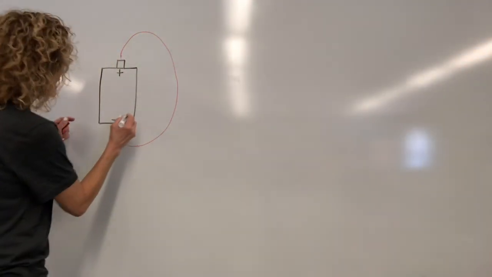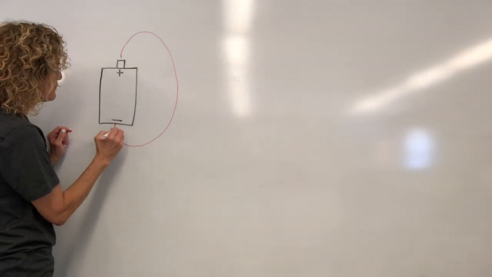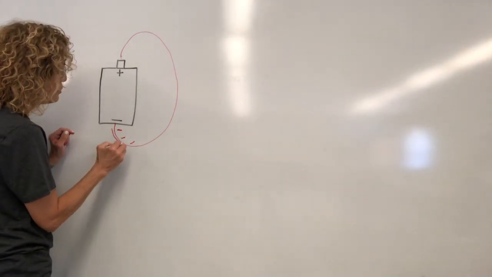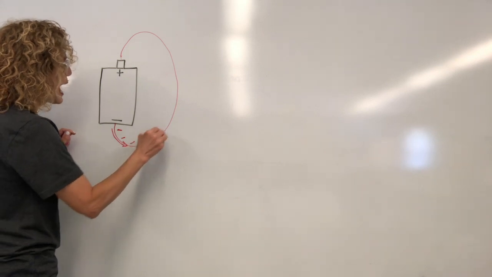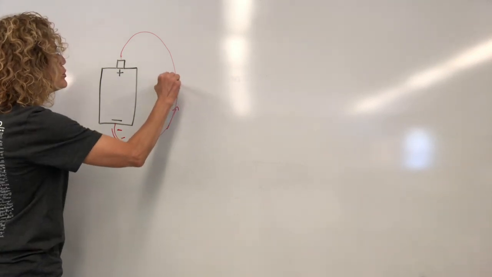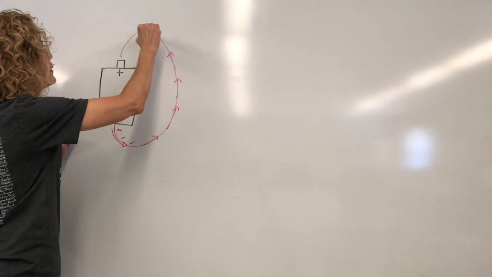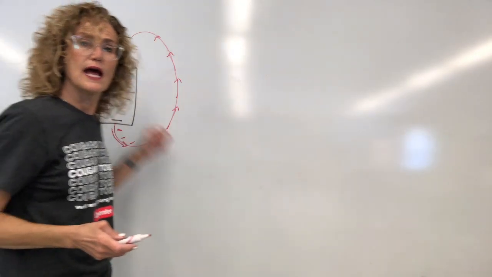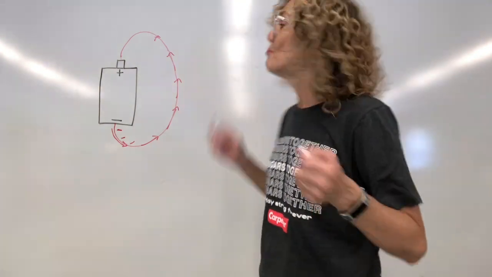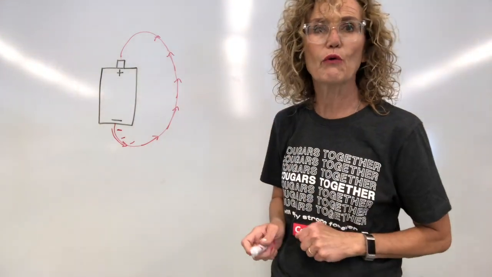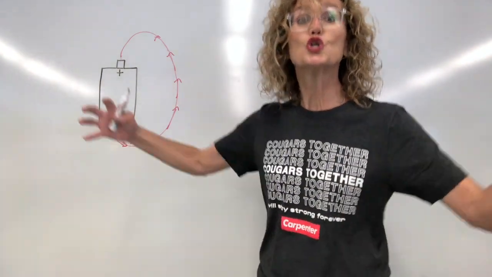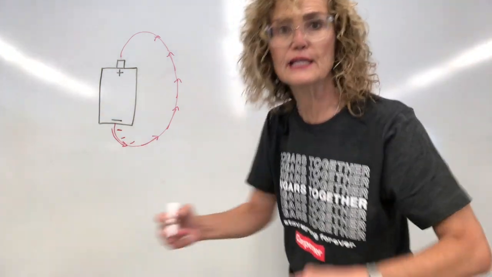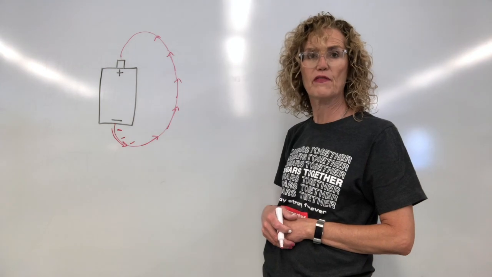So the electrons have a negative charge. They are repelled out of the wire, and they travel through the wire. And as they get close to this end, they are getting to the positive end. And now they want to go to the positive end. They are attracted to the positive end of the battery.